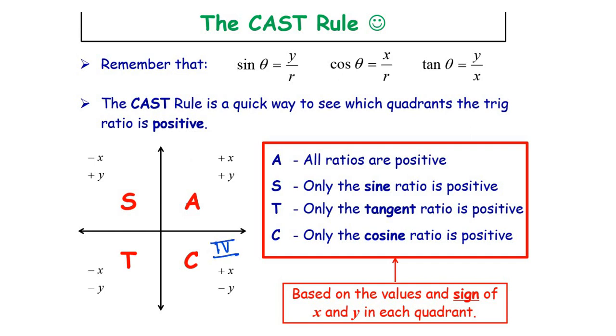We have to write C there, then after moving to the first quadrant I have to write A. Then in the second quadrant we will be writing S. Then in the third quadrant we will be writing T.